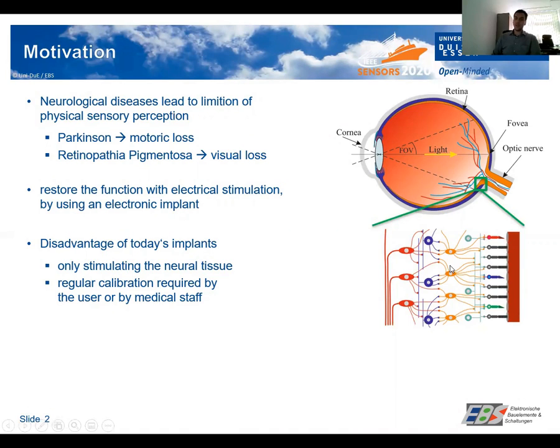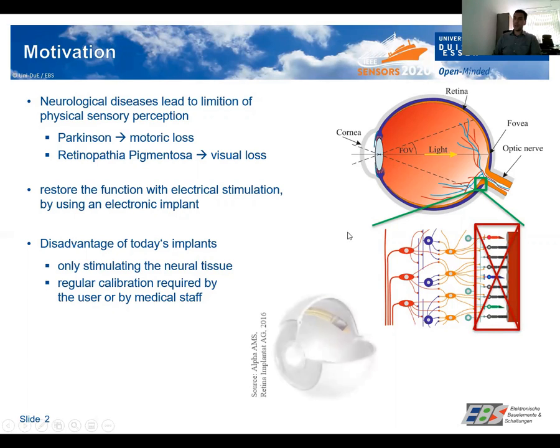In the case of retinopathia pigmentosa, a degeneration of the photosensitive layer is present. Electronic implants like the Alpha AMS from Retinal Implant AG stimulate the degenerated retina to restore a visual impression. These systems have the disadvantage that they only stimulate the neural tissue, and the stimulation parameters lose their effectiveness over the duration of use due to neural changes.